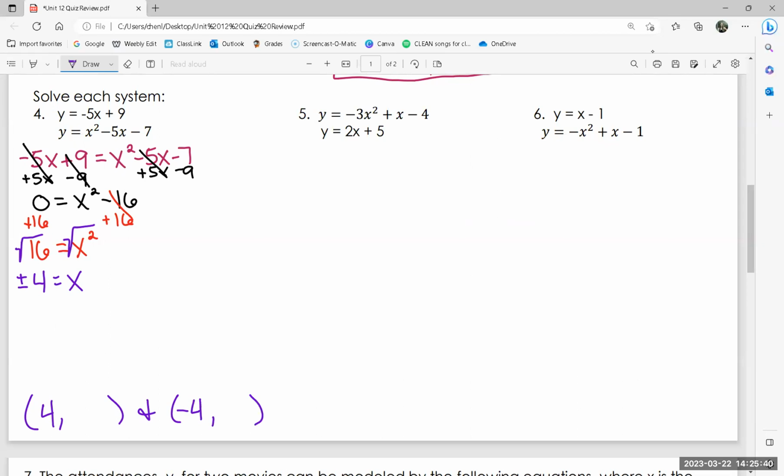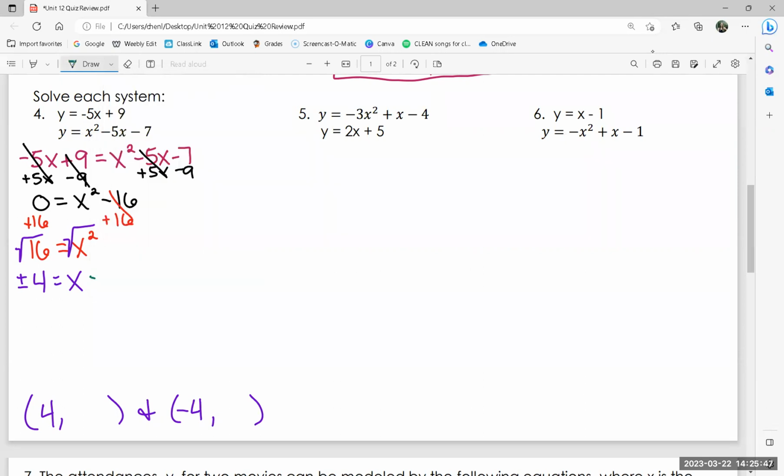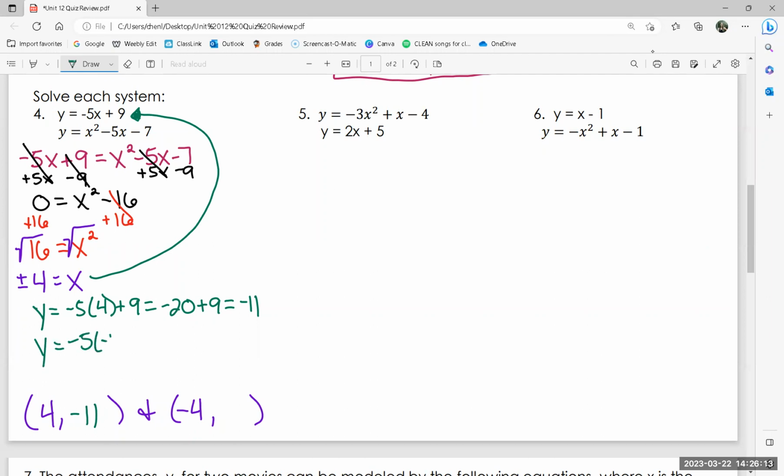To find the y coordinates that correlate to those x values, we are going to plug this back in, and it doesn't matter where we plug it back in. I try to find the simpler one, which in my opinion would be the linear function. So I'm going to plug in a positive 4. So we'll have y equals negative 5 times positive 4 plus 9. So that would be a negative 20 plus 9, which is a negative 11. Second, we plug in the negative 4. So we have negative 5 times negative 4 plus 9 equals, let's see, that would be a positive 20 plus 9, which would be 29. And these would be our 2 final answers.